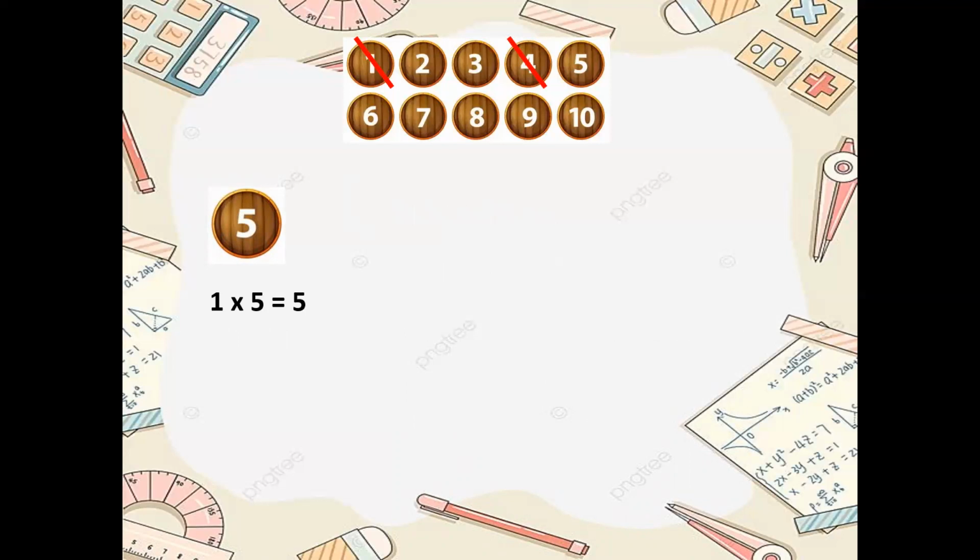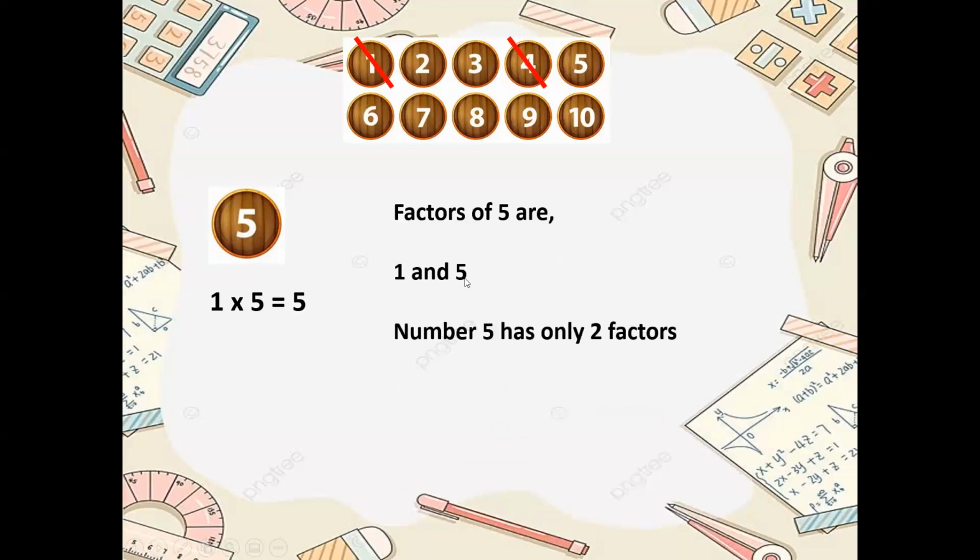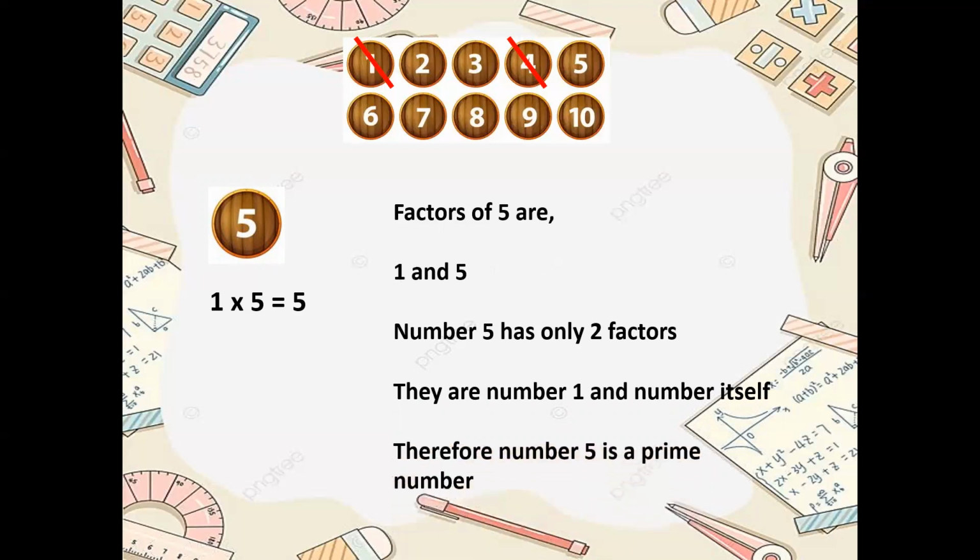Then we'll check number 5. You can write number 5 as 1 times 5. I think that is the only product that we can write for number 5. Therefore, number 5 has two factors, that is number 1 and 5. That means number 1 and number itself only. Therefore, number 5 is a prime number.